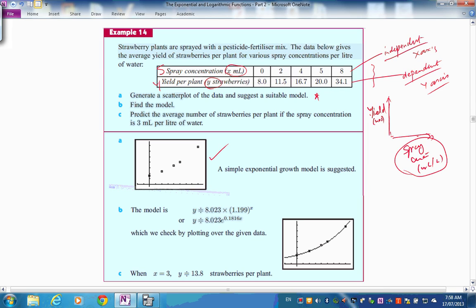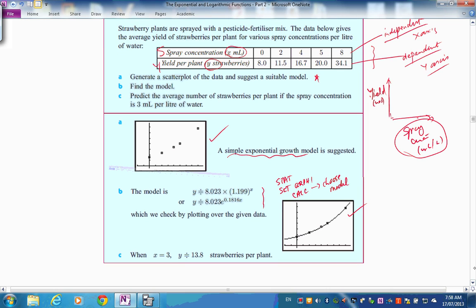You don't actually have to draw the graph, and it looks like a simple exponential growth model. So then you get the calculator to find the model as we did before: stat mode on the calculator, producing the plot, then set up graph 1 or graph 2. Graph 1, go to calc and choose a model, and if it's exponential it's on the second window. Then the calculator will plot it over the top of the data and predict the average number of strawberries per pound.